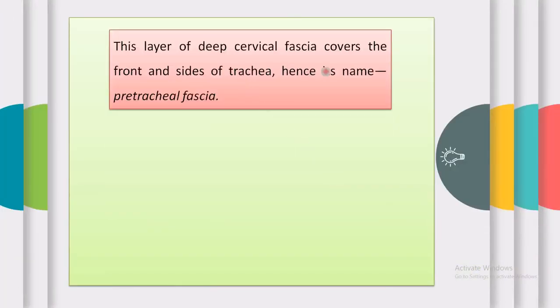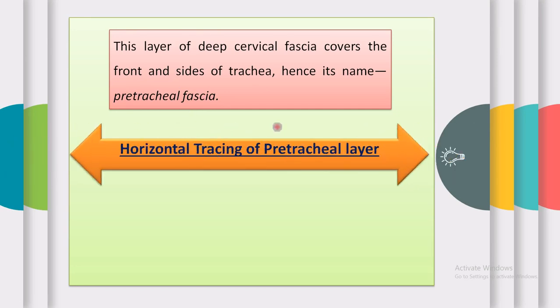This layer of deep cervical fascia covers the front and sides of the trachea. Hence, its name, pretracheal fascia. First, we discuss the horizontal tracing of pretracheal fascia.